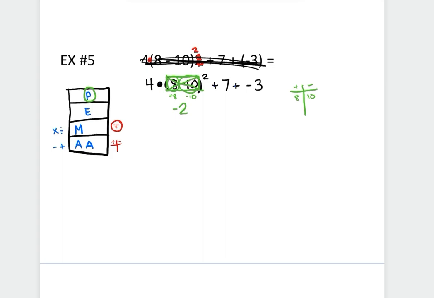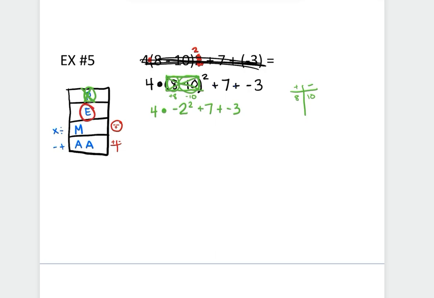Now this is super important right here. This exponent right here was on that parentheses. So now it needs to go back on the answer from the parentheses. So that exponent goes back on that negative 2. Now I can rewrite everything else. In the back I have plus 7 minus 3, plus 7 minus 3. And in the front I have times 4. We can't forget that multiplication symbol right there. So now I'm done with parentheses.